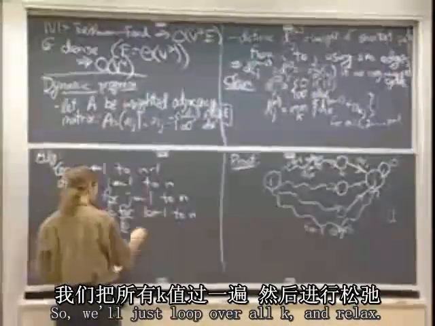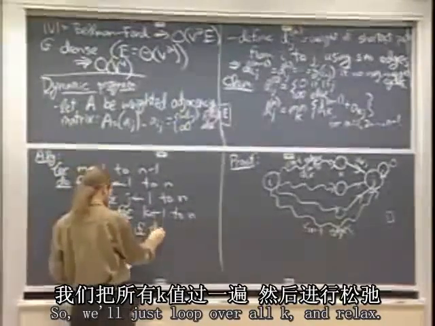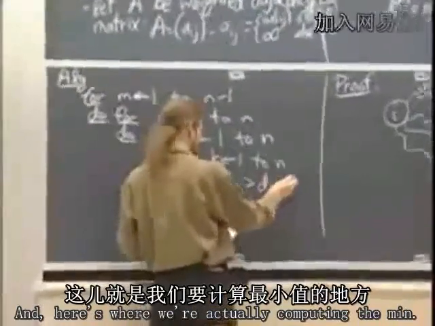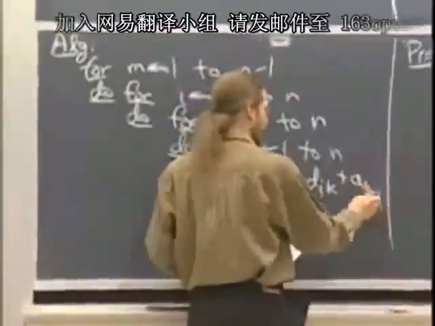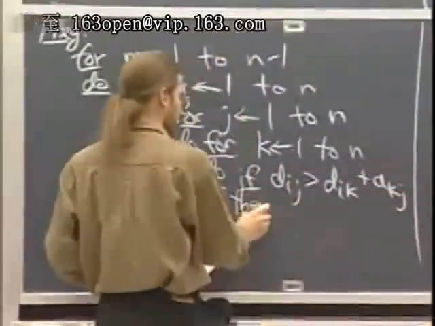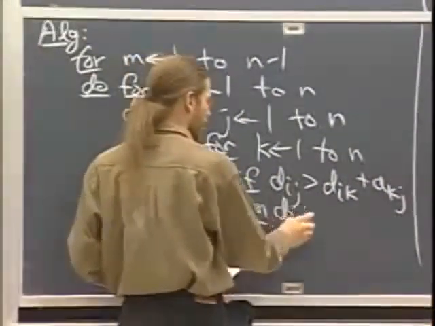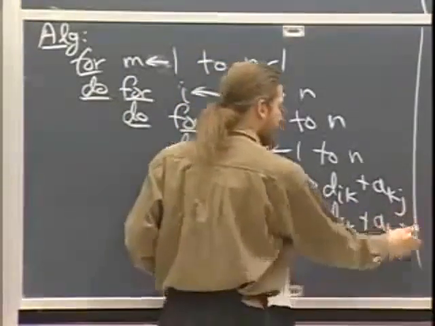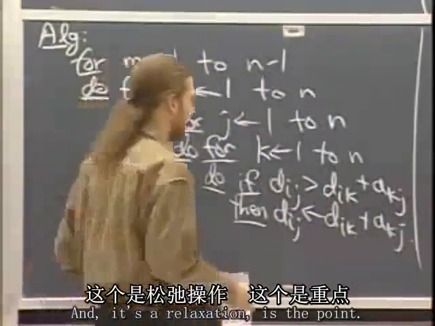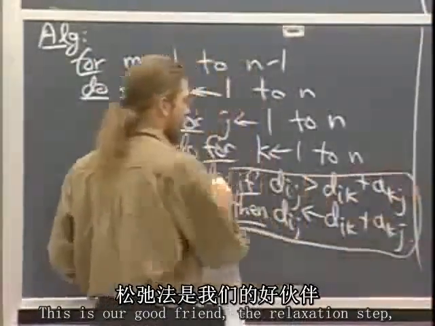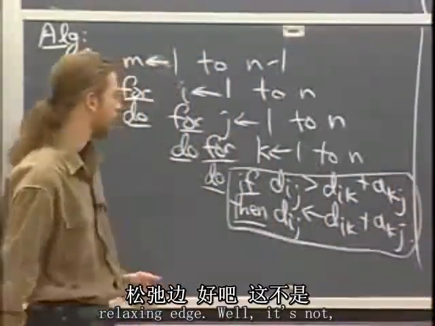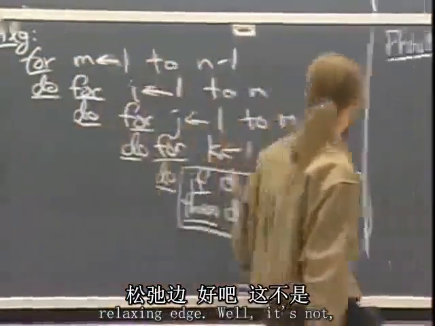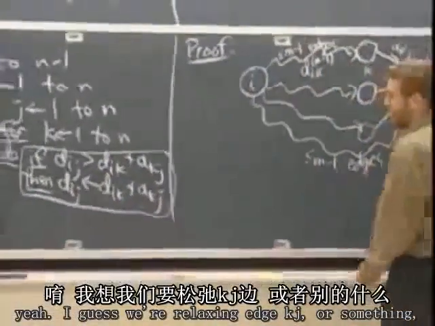And relax. And here's where we're actually computing the min. And it's a relaxation. That's the point. This is our good friend, the relaxation step. Relaxing edge, well, it's not, yeah. I guess we're relaxing edge kj or something.